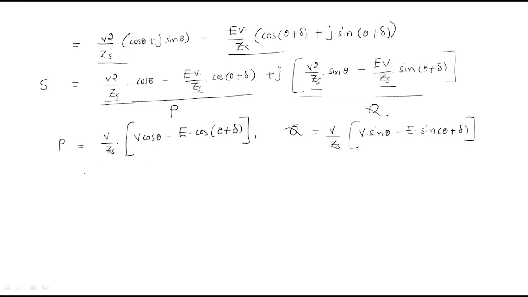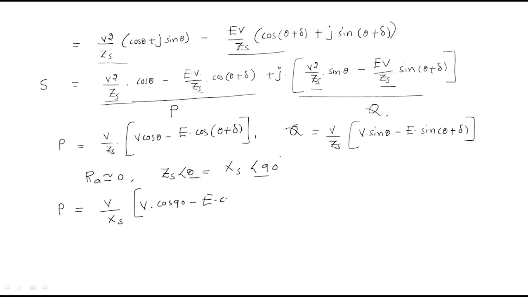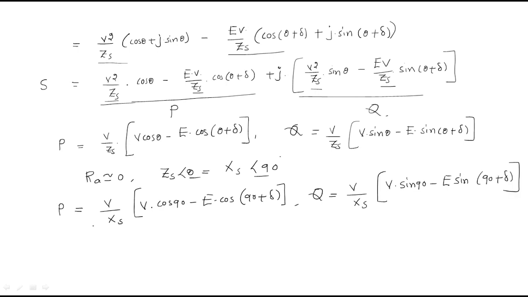In both cases, we know that the armature resistance is approximately 0, so the synchronous impedance Zs at an angle of theta becomes Xs at an angle of 90 degrees. Then the active power and reactive power become like this. Replacing Zs with Xs, P equals V by Xs times V cos 90 minus E cos of 90 plus delta, and Q equals V by Xs times V sin 90 minus E sin of 90 plus delta.